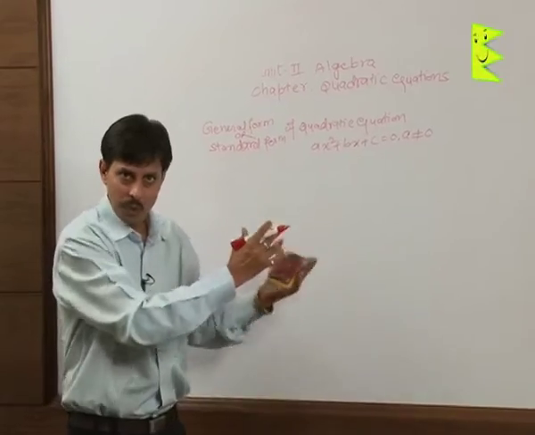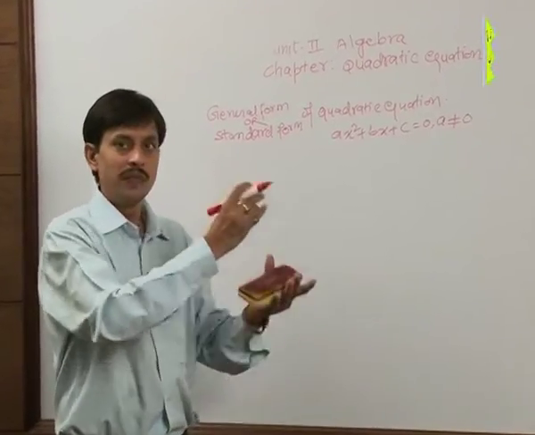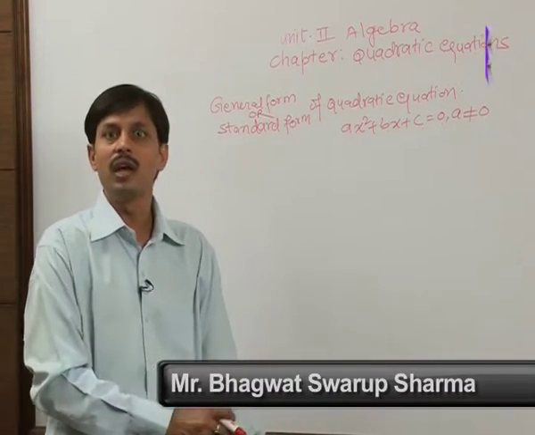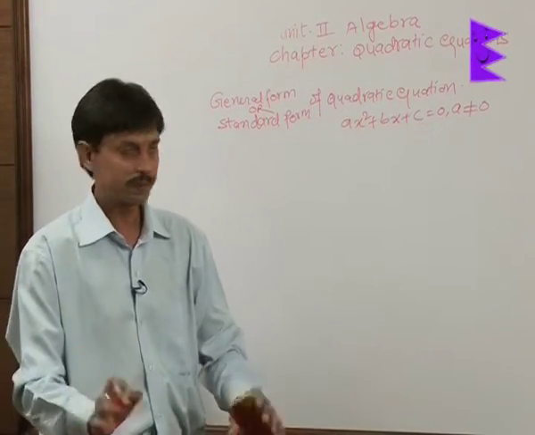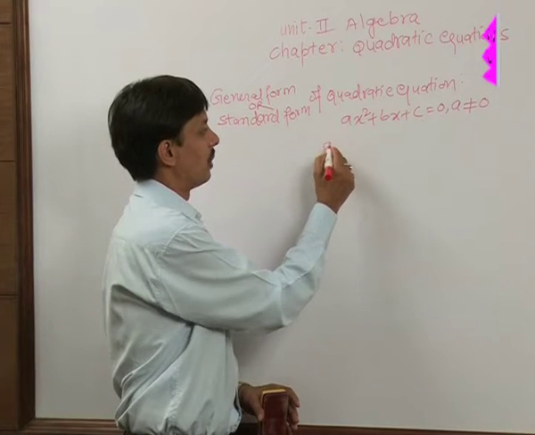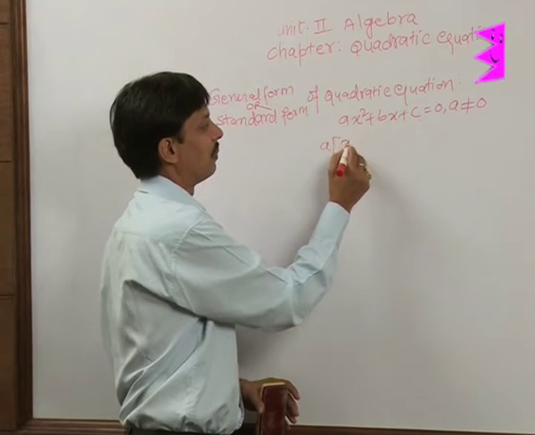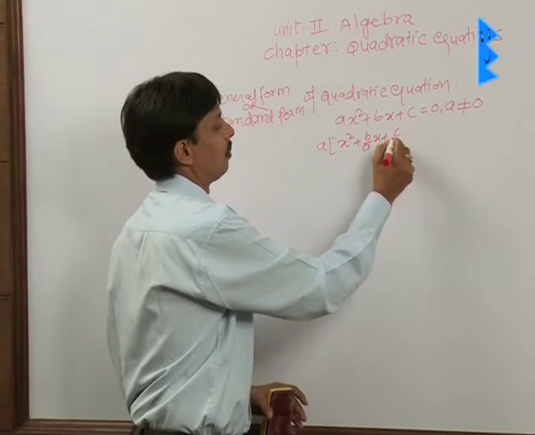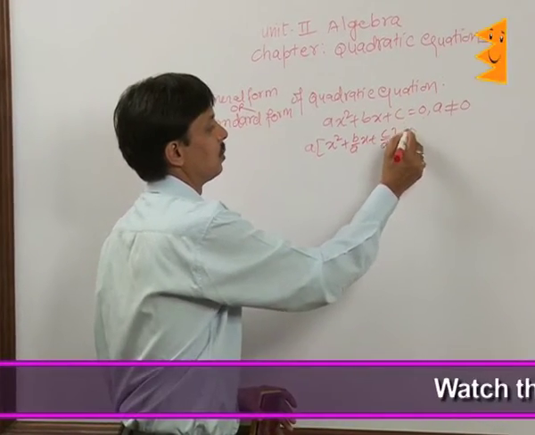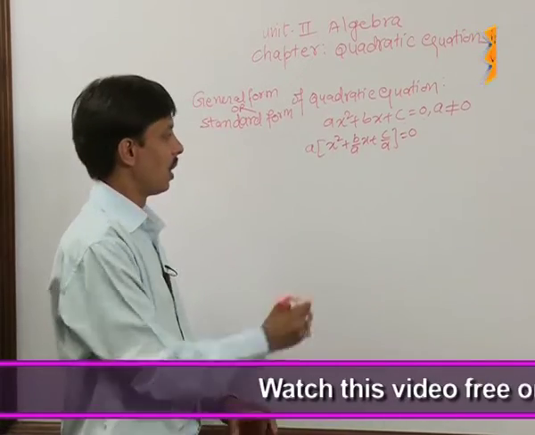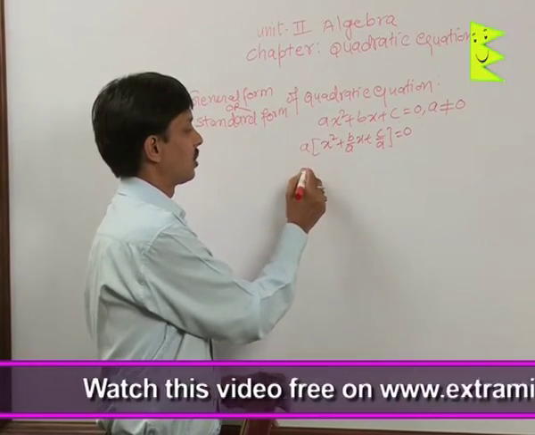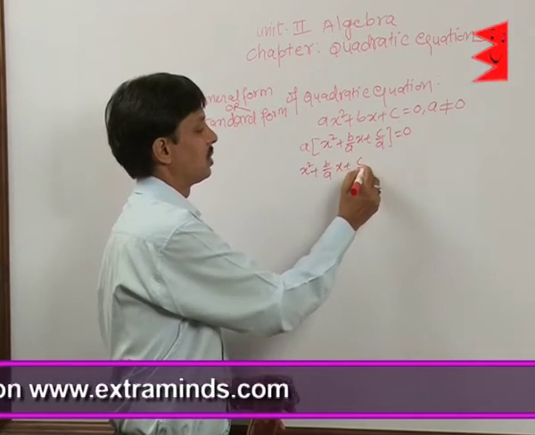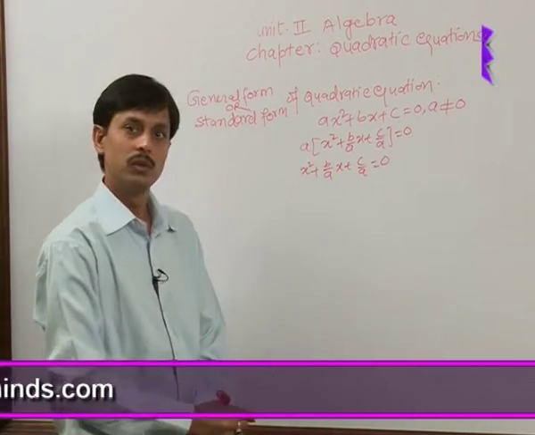This is the standard form. So if I proceed to tell you why the discriminant b square minus 4ac is the deciding value of the nature of roots, it is like this. If a is common, then we are left with x square plus b upon a x plus c upon a is equal to 0.